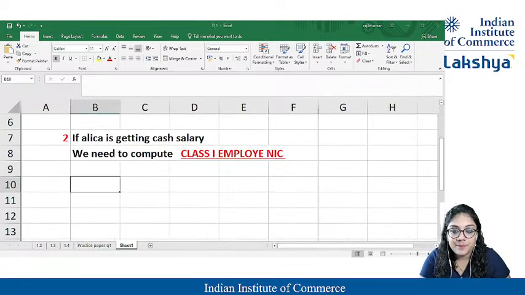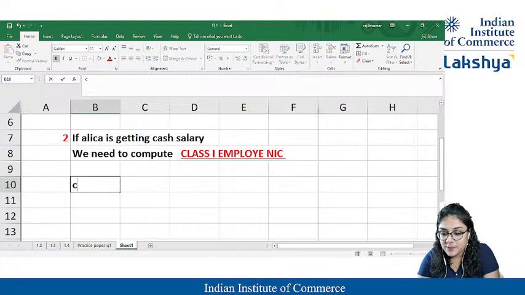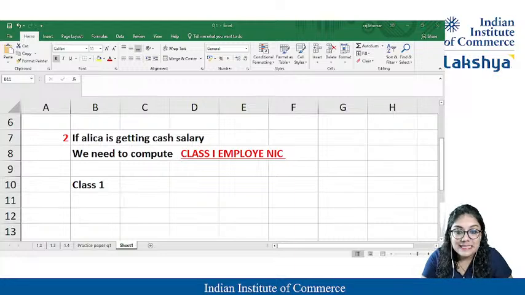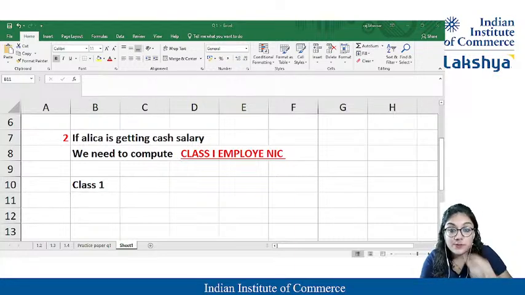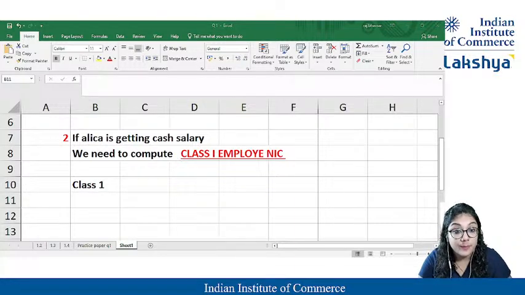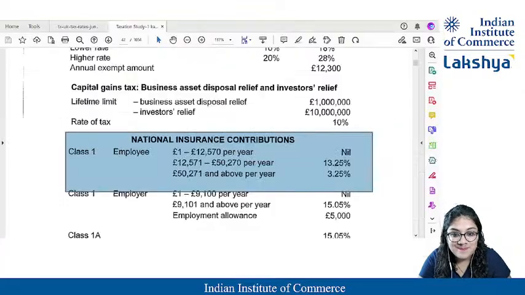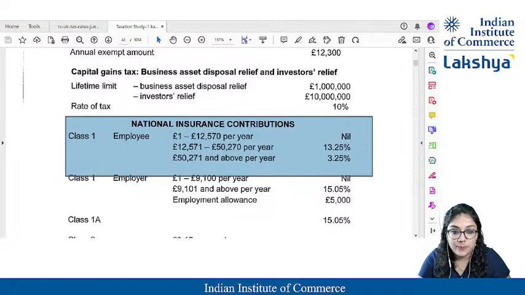Class 1 now, over here it's provided in the question, which is class 1, that is employee. Guys, you know there is a difference between employee and employer. I'll show you once. If you can check over here, for employee, it's 1 to 12,570, basically nil. Then more than 12,571 to 5270, it's 13.25, and beyond that, it's 3.25.